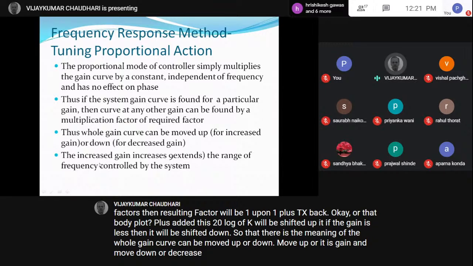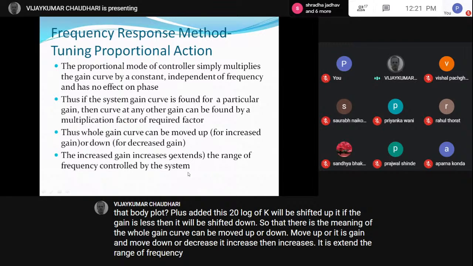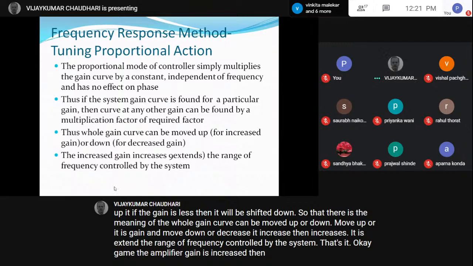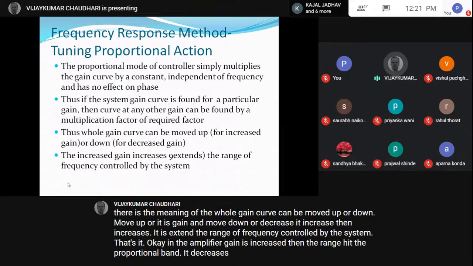Increased gain extends the range of frequency controlled by the system. That's it. If the amplifier gain is increased, then the proportional band will decrease, increase rather.